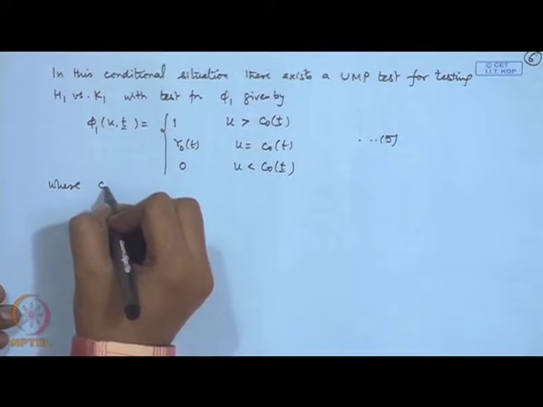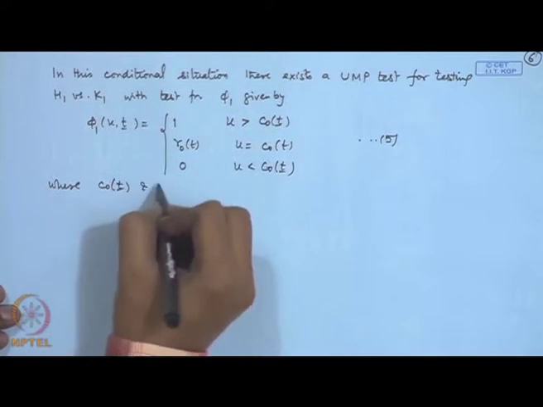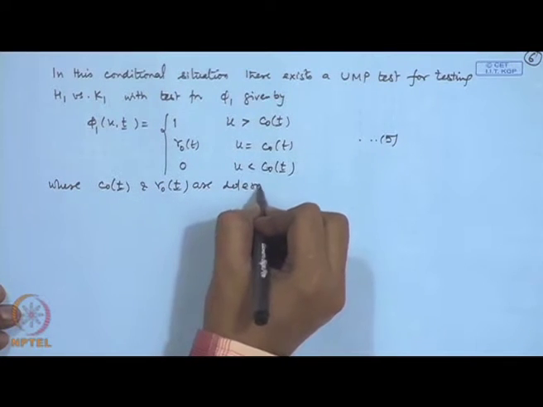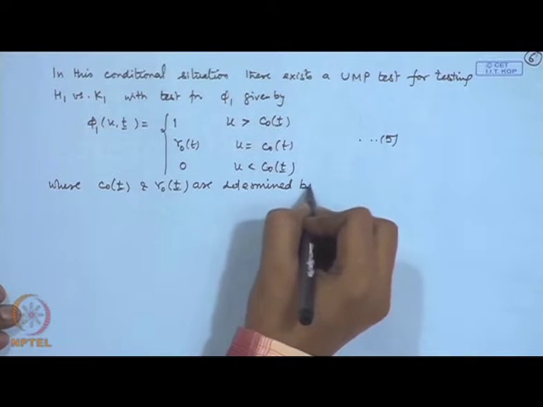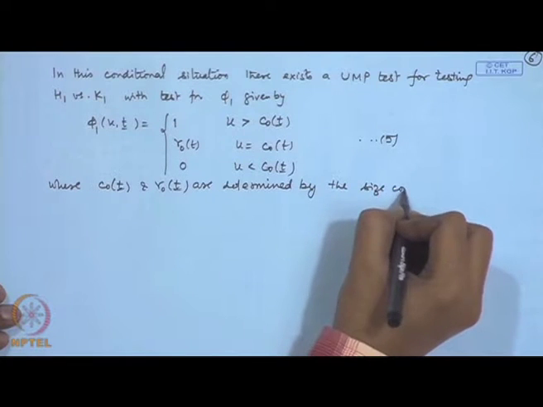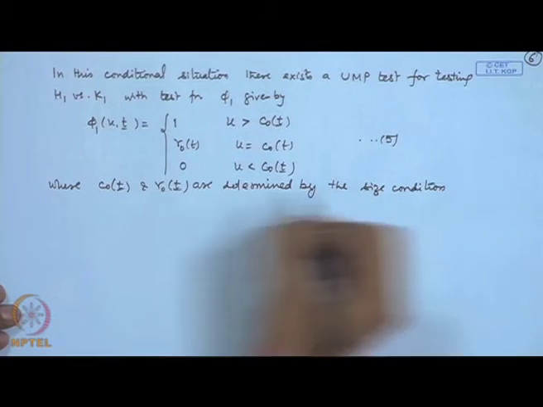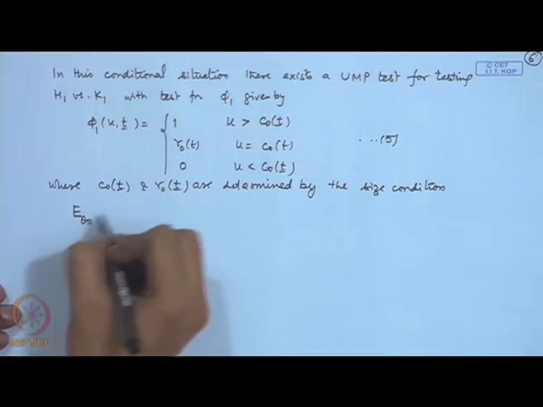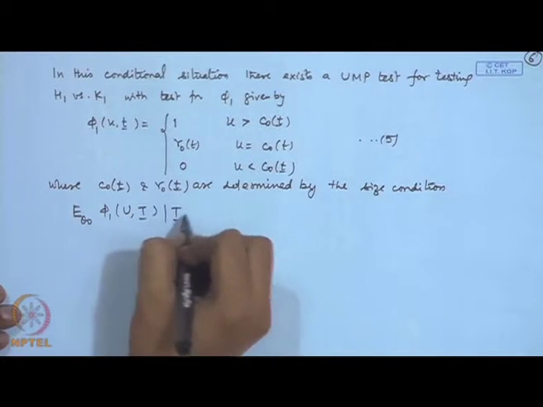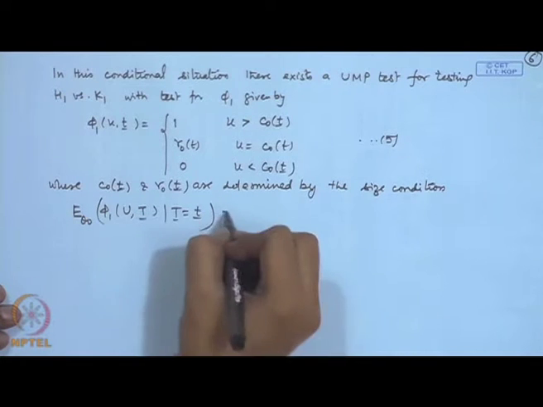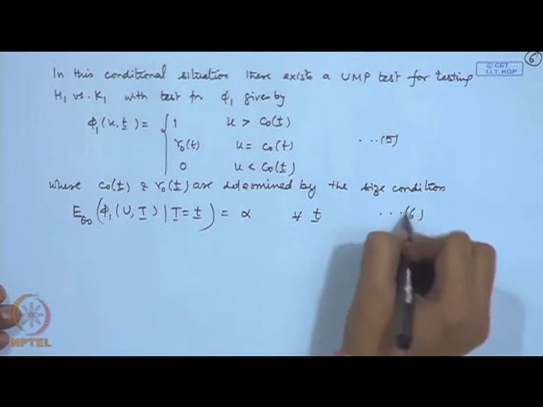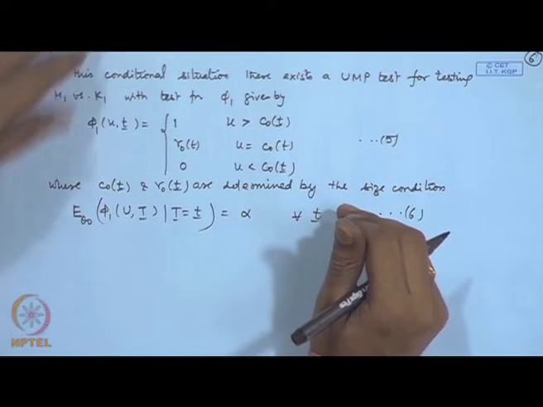where C naught of t and gamma naught of t are determined by the condition: expectation of phi 1 of (u, t) given T equal to t is equal to alpha for all t. So, here you can see the modification from the original one.